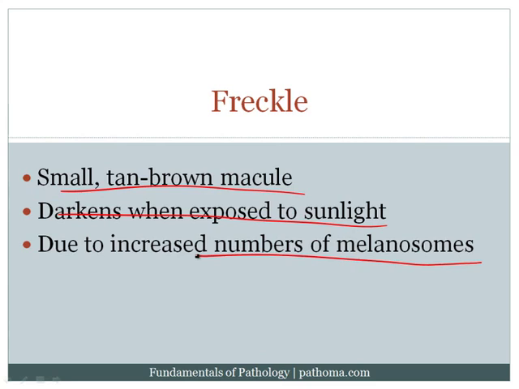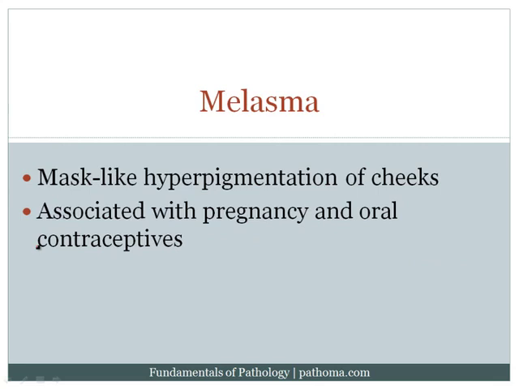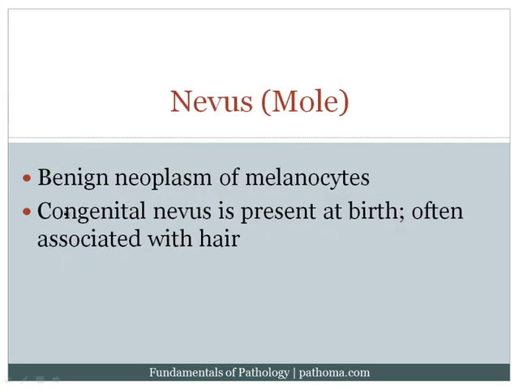There is an increased number of melanosomes in a freckle. There are no increased melanocytes, only increased melanosomes. Melasma is a mask-like hyperpigmentation of the cheeks that's classically associated with pregnancy and oral contraceptives. The next disorder is a nevus, and this is a neoplasm of melanocytes, but it's benign.